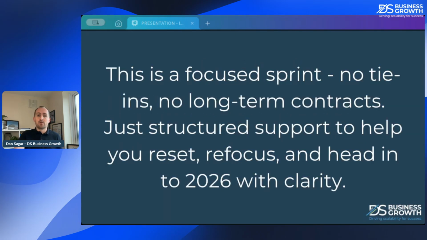And it is a focused sprint. No tie-ins, no long-term contracts, but it's proper structured support, and it's going to help you reset, refocus, head into 2026 with clarity, and absolutely smash Q1, which I want for every single one of you.